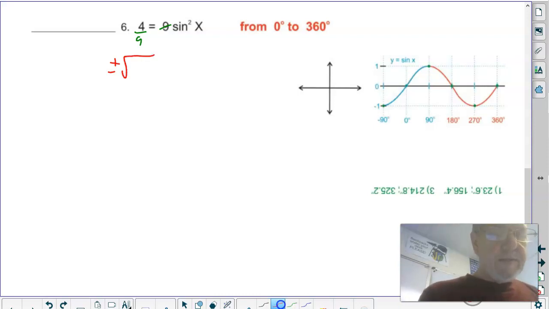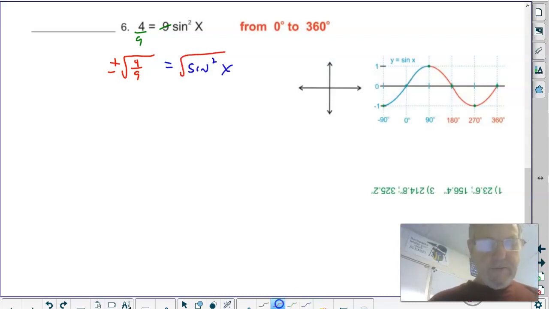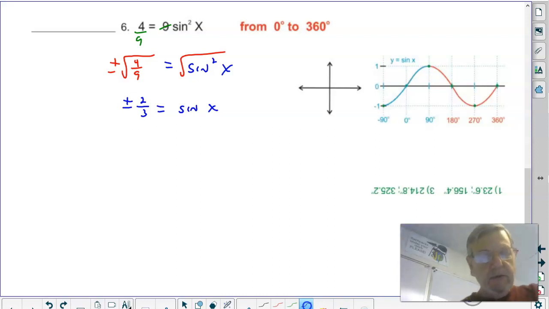Plus minus. So I'm just going to be clear here, right? That's the left. Right, that's the right. So I gave you an easy one. 4/9, square root of 4 is 2. Square root of 9 is 3, equals sine x. So we have 2 problems here. First off, we need to do the measure of angle x will be sine to the negative 1.